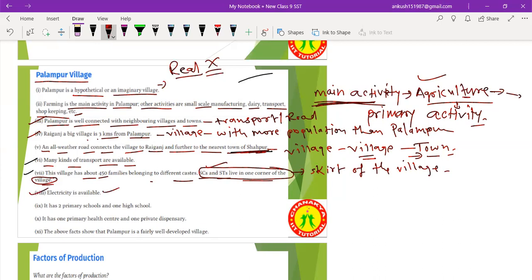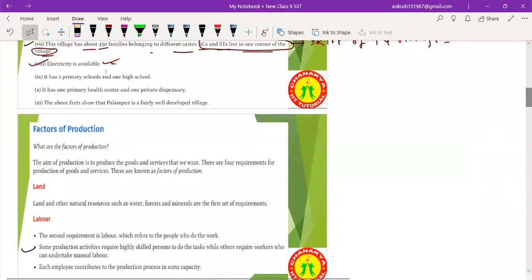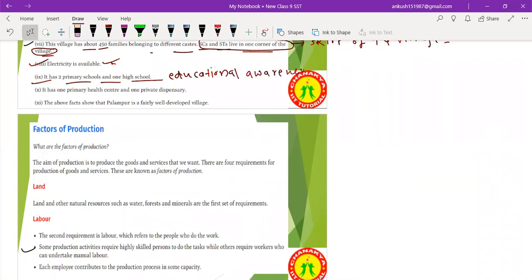Electricity is available there. The most important thing in this village, electricity is available. But there are a lot of villages in the country which even today have not got electricity connections. That is also a failure. It has two primary schools and one high school. Means this village has a good education policy as well, educational awareness, we can say.